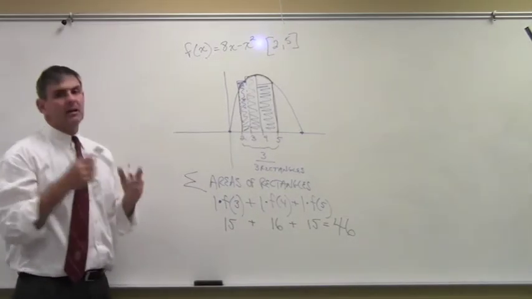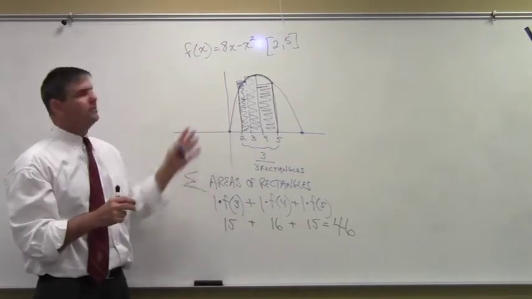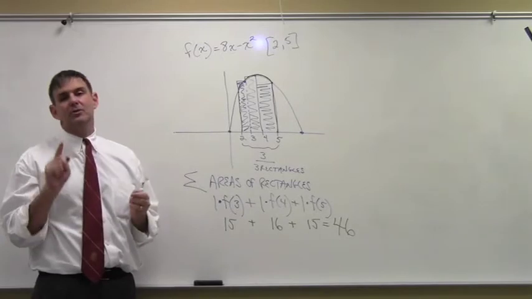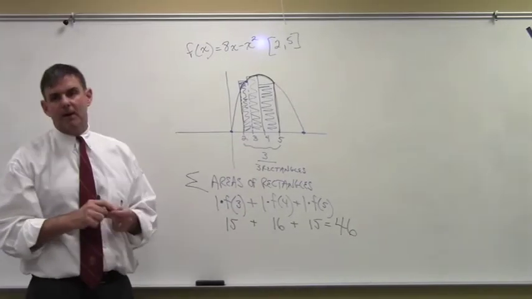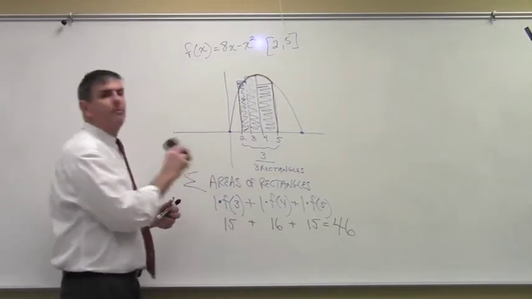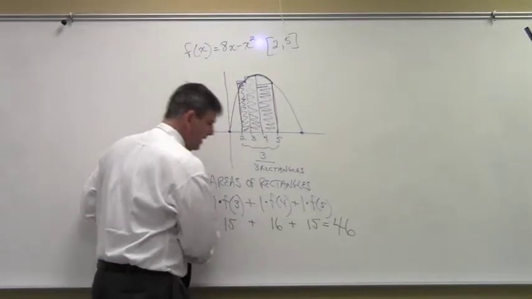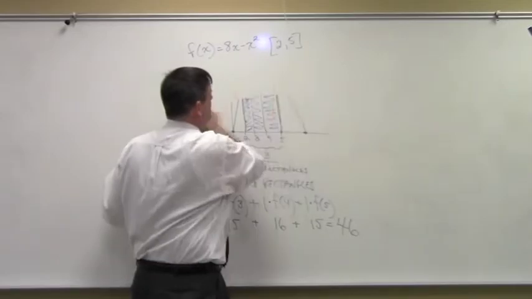Okay, now my claim is that if I'm going from 2 to 5, and I use 3 rectangles, that's a decent approximation. If I were to use 6 rectangles, I believe that we're going to get an even better approximation. So I'm going to attempt to do the same problem, but this time I'm going to use 6 rectangles. Okay, so again we had an answer of 46.